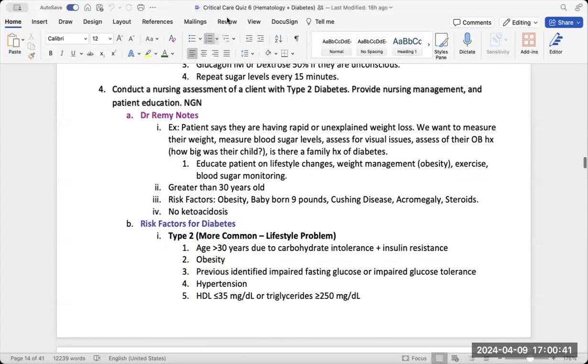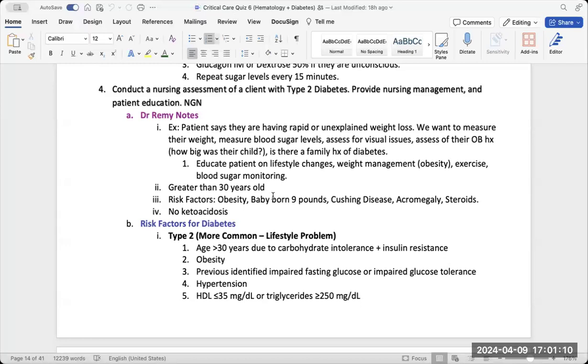Okay. Conduct a nursing assessment of a client with type 2 diabetes, provide nursing management and patient education, NGN. She specifically mentioned that if a patient says they are having rapid or unexplained weight loss, we want to measure their weight and their blood sugar levels. We want to assess their visual issues, their OB history, and whether there is a family history of diabetes, because type 1 and type 2 can both have a family history.